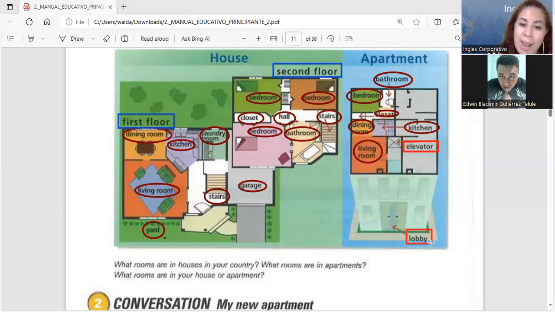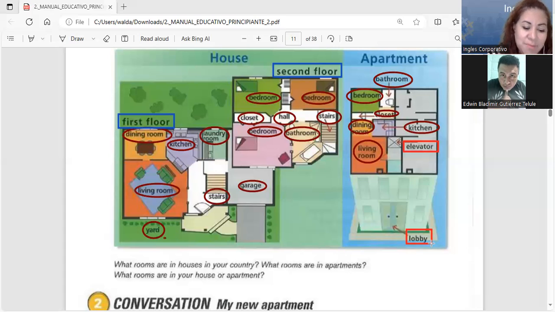Do you have a dining room? Yes. It's a small dining room. Okay, it's a small dining room, but you have a dining room. That's the important thing. You have a dining room. Okay.